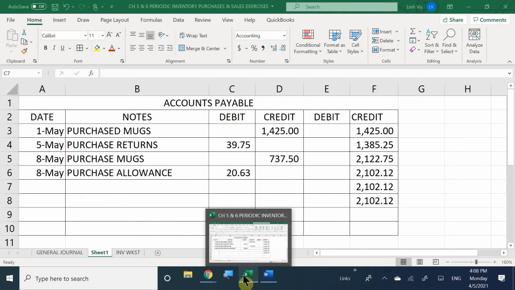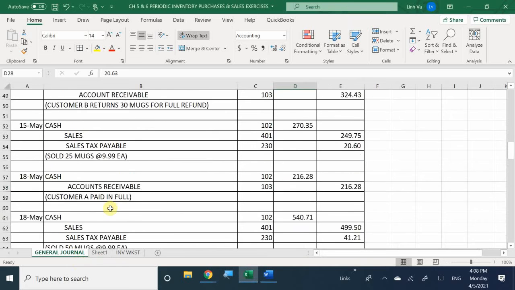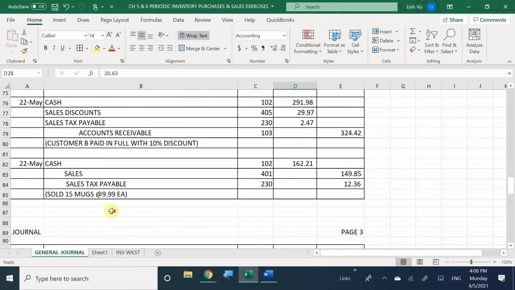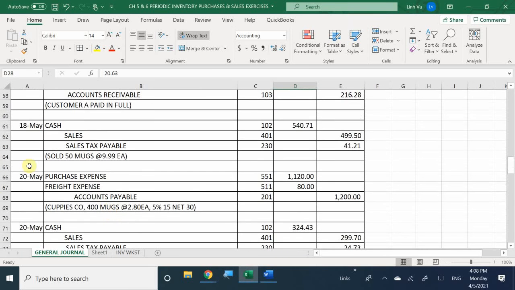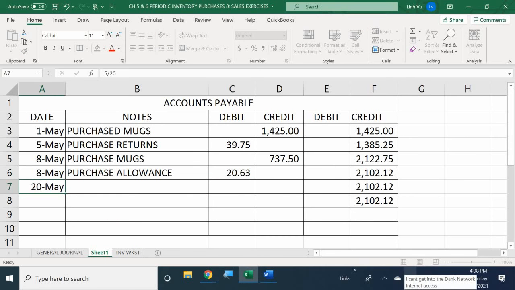Okay? So, now that we're there, we have one more transaction left, right? We made our final purchase on the 20th of May, right? So we increased our account once again by $1,200. So in this case, let's see. We added on May 20th, we increased by purchasing another purchase of mugs.